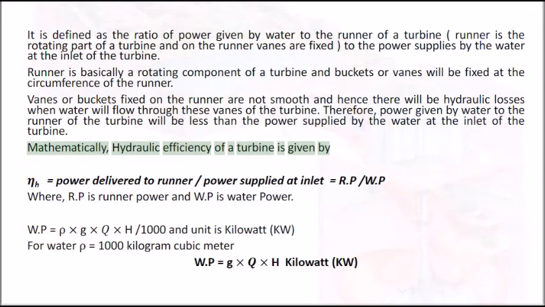Mathematically, hydraulic efficiency of a turbine is given by ηH equals power delivered to runner over power supplied at inlet, equals RP/WP, where RP is runner power and WP is water power. WP equals rho times g times H/1000, and the unit is kilowatt, kW. For water, rho equals 1000 kg per cubic meter, so WP equals g times H kilowatt, kW.